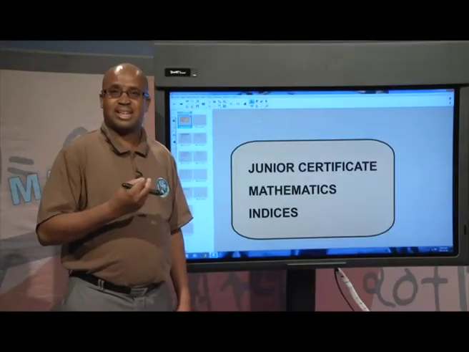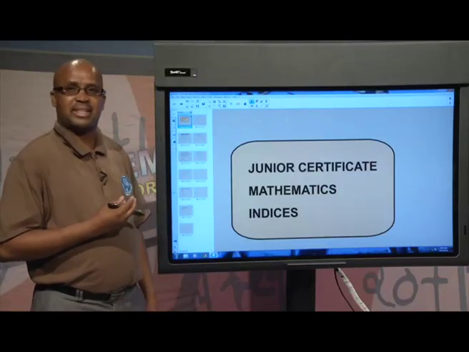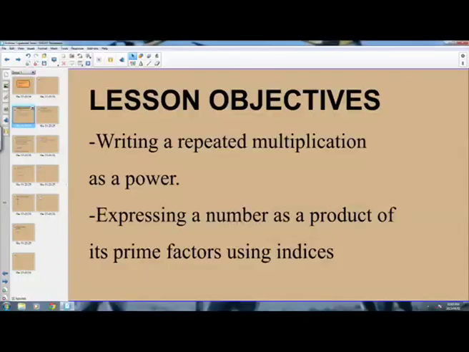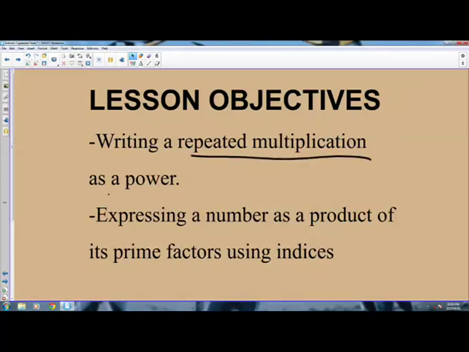Before we can start discussing this topic, let us have a look at the lesson objectives. The lesson objective says writing a repeated multiplication as a power. That is, we are going to have a situation where there is a repeated multiplication and then we'll write that as a power. And then in the process, we are going to express a number as a product of its prime factors. That is, we are going to bring in the concept of prime factors.